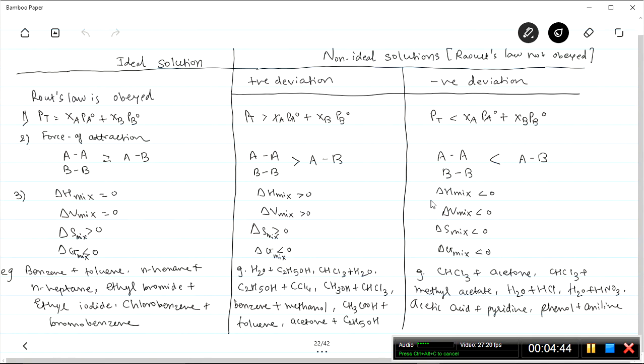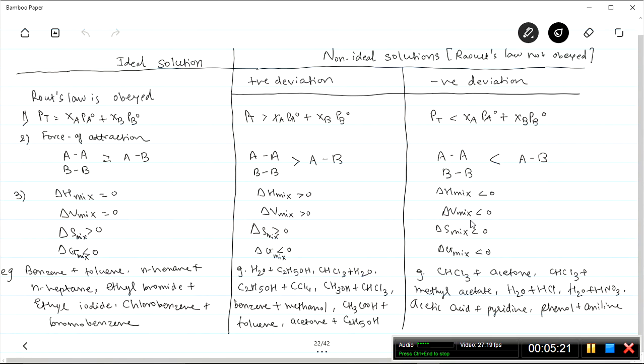In case of negative deviation, delta H mixture is less than 0, so the reaction is going to be exothermic in nature. Again, the reason is that the intermolecular force of attraction is more, so bond formation is preferred. So basically you are saying that the amount of energy involved in this case is going to be less than 0, or some amount of heat is going to evolve. And similarly, because the intermolecular forces are greater, the intermolecular distances will be smaller, and delta V mixture will be less than 0.